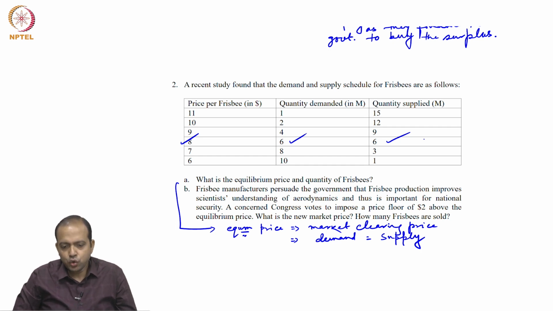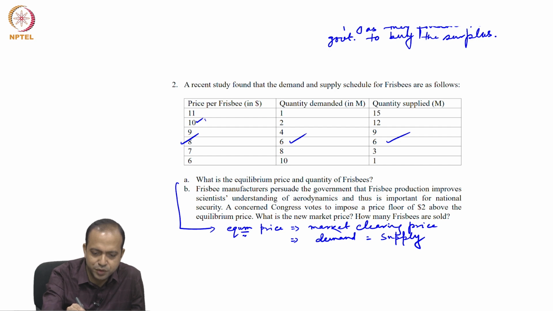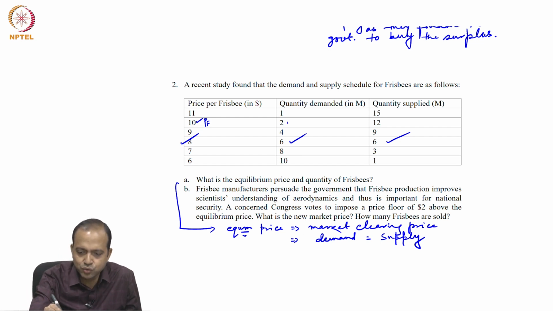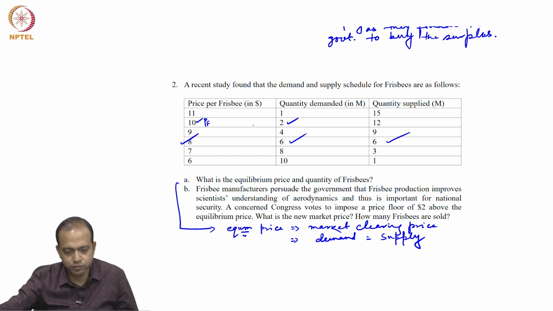Okay. So, above the equilibrium price means now the price should be 10. This would be the price, this is the PF, we can say the price floor. The floor price is now PF, and at that price quantity demanded is only 2, quantity supplied is actually 12. So, at that, how many Frisbees are sold? 2 means 2 million actually. 2 million Frisbees are sold.